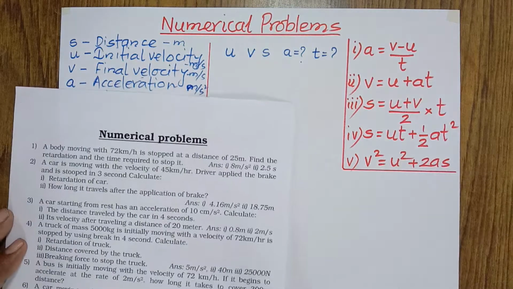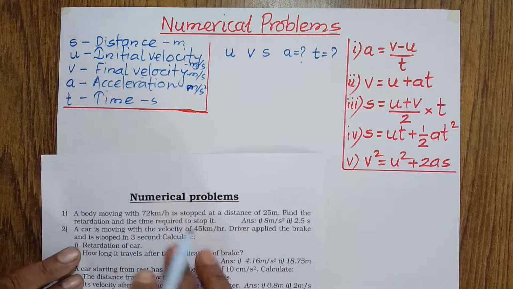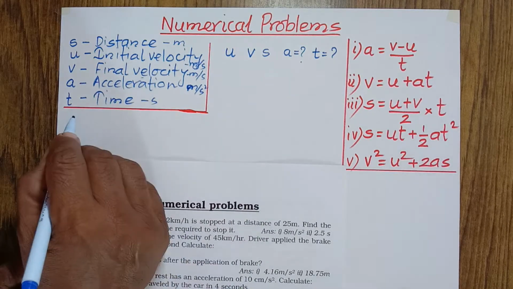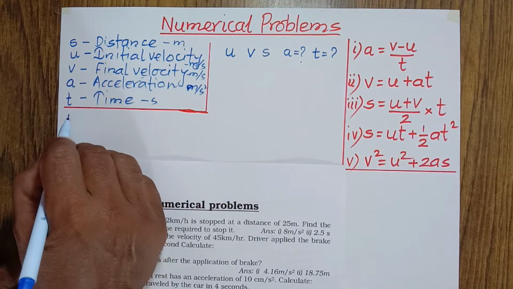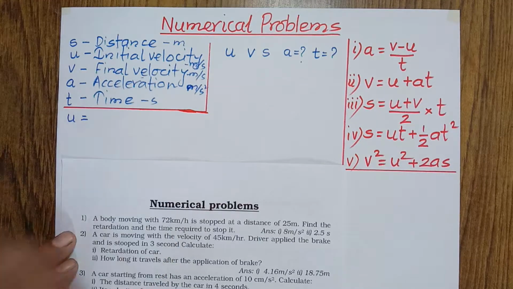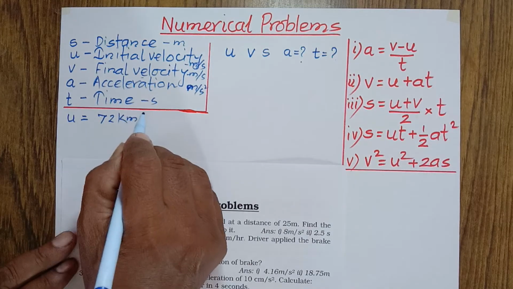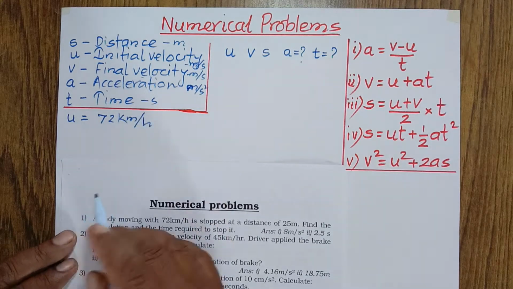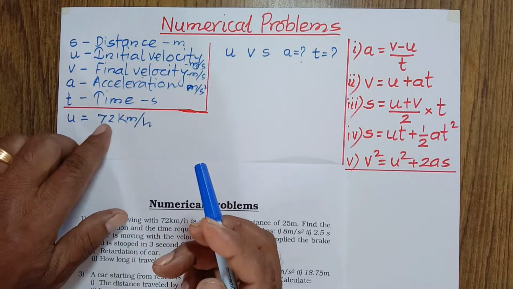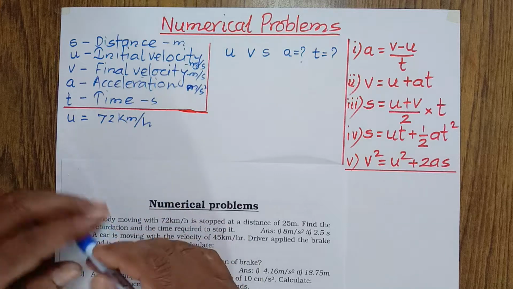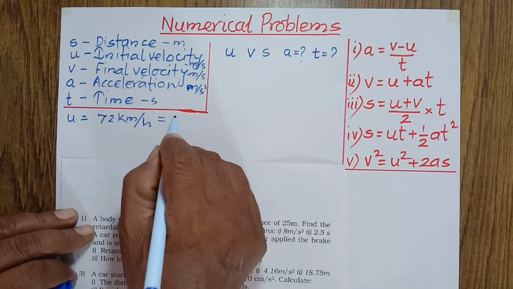So now how can we start? We can start this way. A body is moving with 72 kilometer per hour. Initial velocity. If you want, you can write in words also, but I am not writing words here. U is given. U is equal to 72 kilometer per hour. Now we are using the SI system, and in the SI system we must have meter per second. The velocity must be in meter per second. So I want to convert it into meter per second.